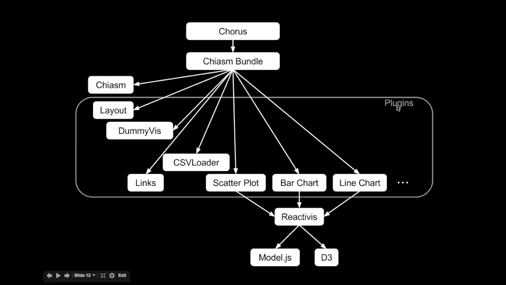And then I want to have each of these plugins, so like the layout plugin, the CSV loader plugin, the links plugin that just transfers values from one component to another, the dummy viz component, which is just a fake visualization with an X going across the screen, and then there's scatterplot, bar chart, and line chart, which all use this component called reactive viz, which is like implementations of reusable visualization patterns like axes and things. And then reactive viz depends on model.js, which is an open source library I created before, and D3.